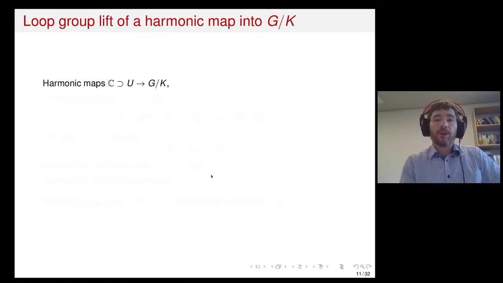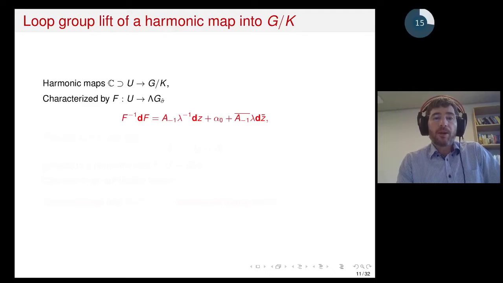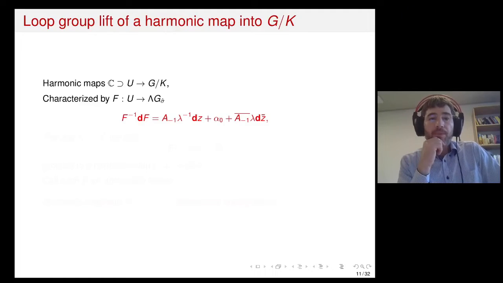Now, how to construct harmonic maps, or represent harmonic maps, with this loop group? So suppose you have a harmonic map from a subset U of C into G over K. That's what we want to represent. So I claim that these are characterized by maps from U into this loop group, this twisted subgroup of the loop group, which have this special property.